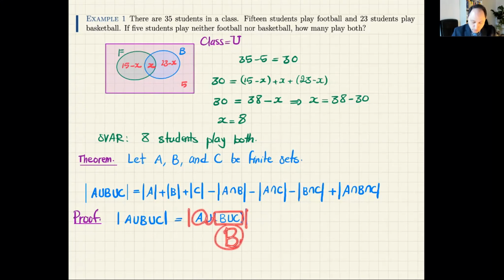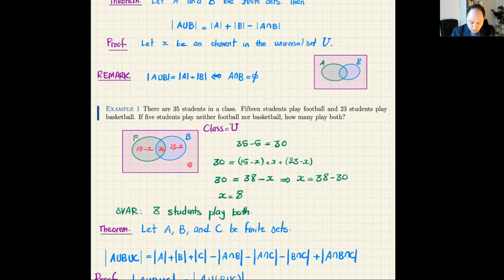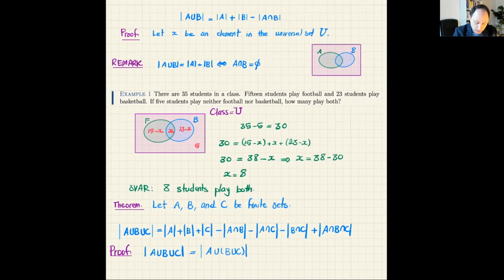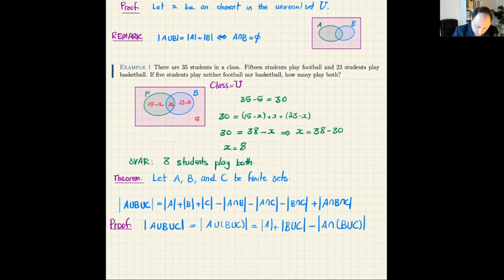But we know the formula for 2 sets, yes? Let me make it smaller. So it becomes the cardinality of the first one plus the cardinality of the second one minus the cardinality of the intersection of these 2. So this becomes the cardinality of the first one plus the cardinality of the second one minus the cardinality of the intersection of the first one with the second one. Yes? But now I can continue.